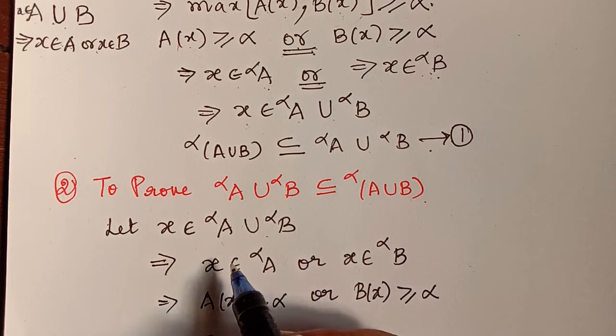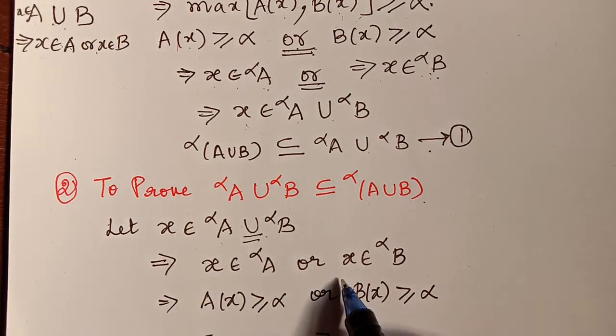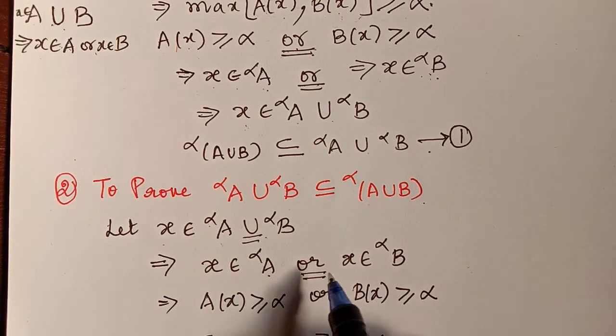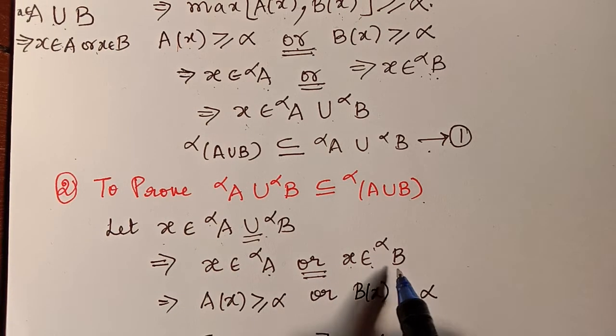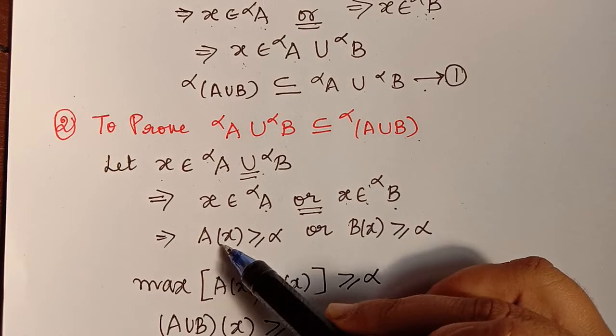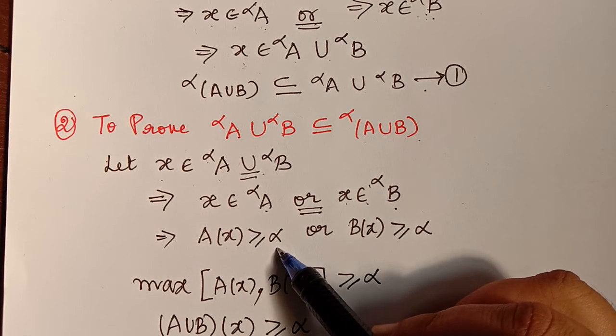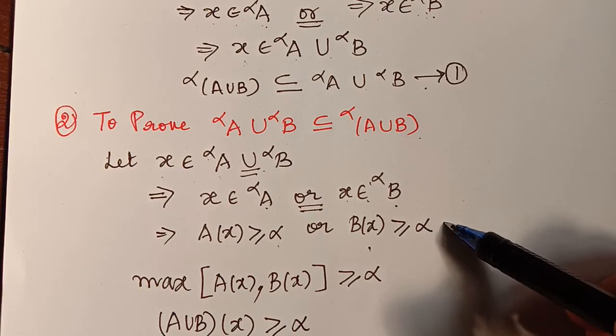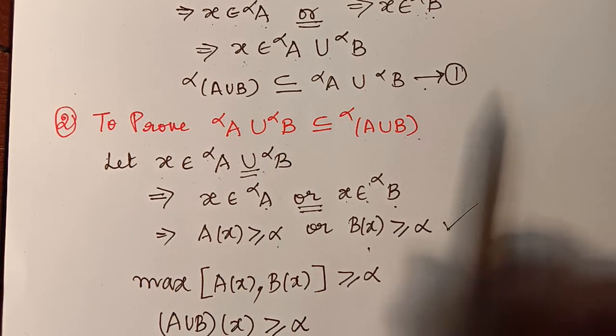I have already told you union means you have to write or. So x is an element of alpha cut of A or x is an element of alpha cut of B. So now if x is an element of alpha cut of A, then A of x will be greater than or equal to alpha. Similarly, here we will have B of x to be greater than or equal to alpha. This is by the definition of alpha cuts.